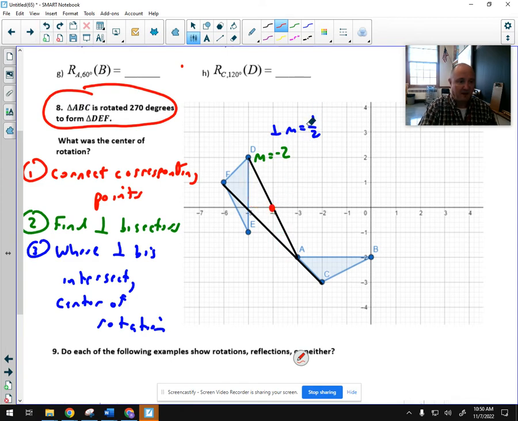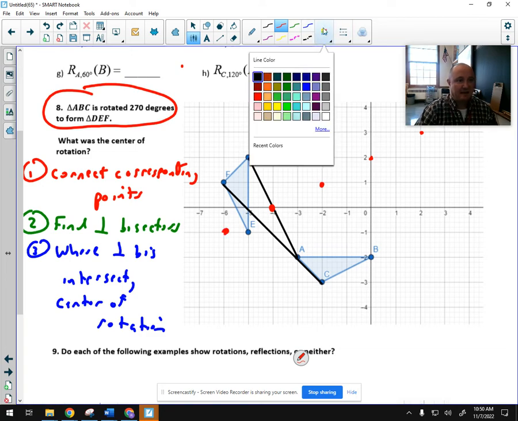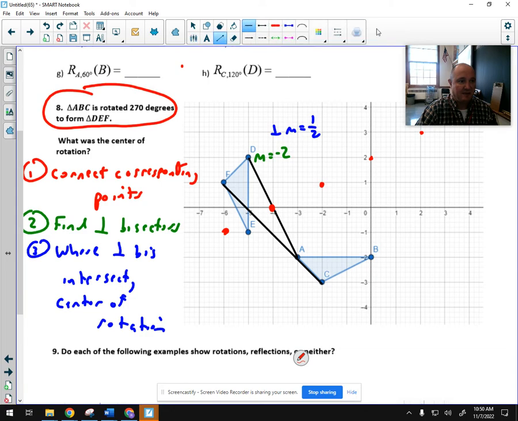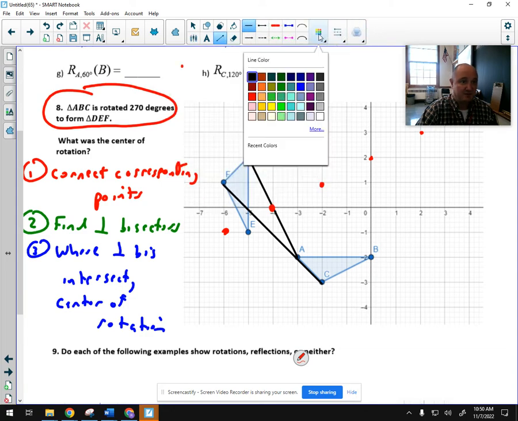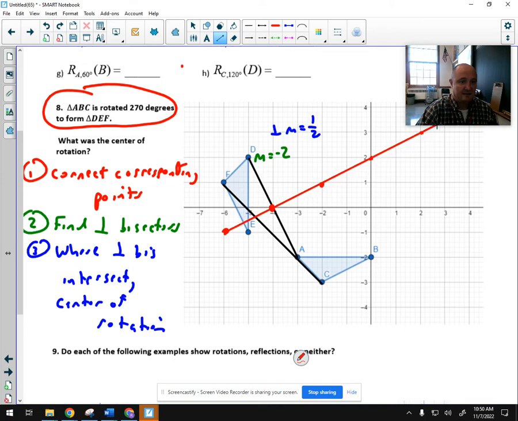So from here, I'm going to go up 1 over 2, up 1 over 2, up 1 over 2. If I'm going up and to the right, I'm going down and to the left. And once I have all those, I can then connect it using my line tool. You would just use your straight edge. And if I do that, I get this. Now that's one of my perpendicular bisectors, but I have to find another.